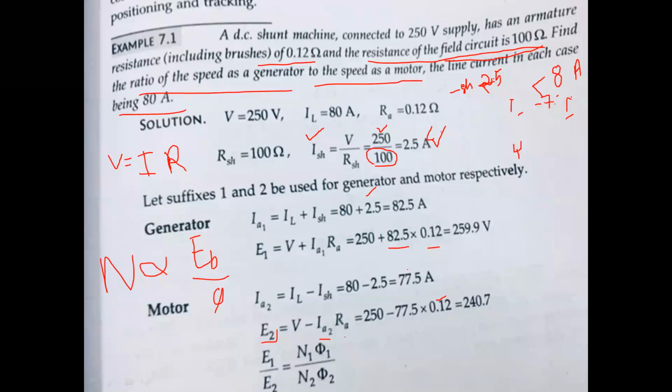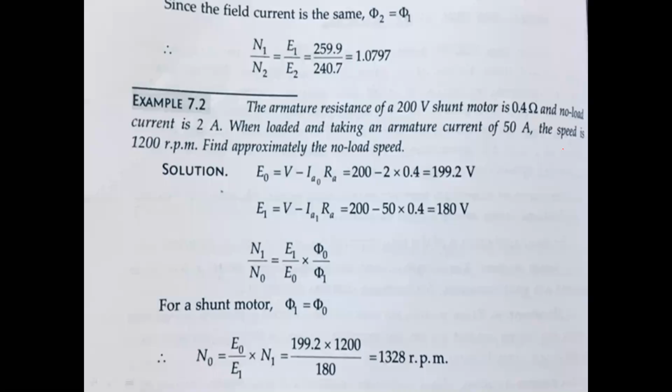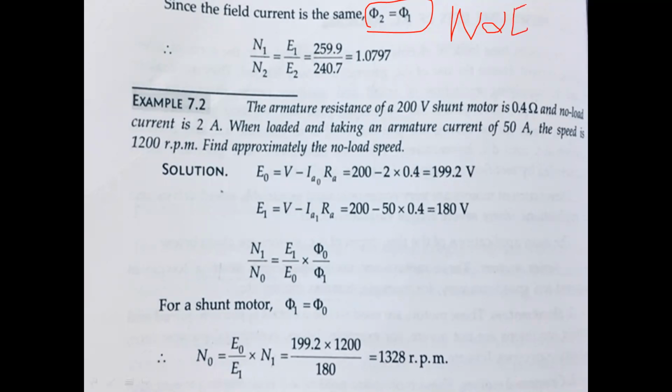This is a shunt machine. Shunt current is constant, and constant shunt current means field flux is also constant. There is no change in flux, so flux is the same in both cases. So speed is proportional to back EMF only, the back EMF or generated EMF. So N1 by N2 equals Eb1 by Eb2, that is N1 by N2 equals E1 by E2. In this manner we calculate the speed ratios.